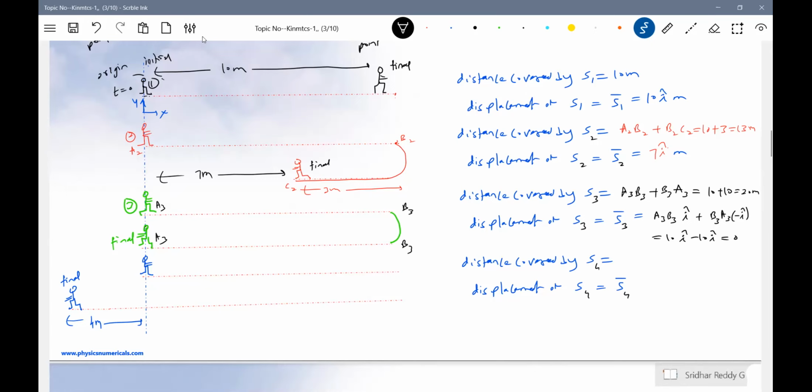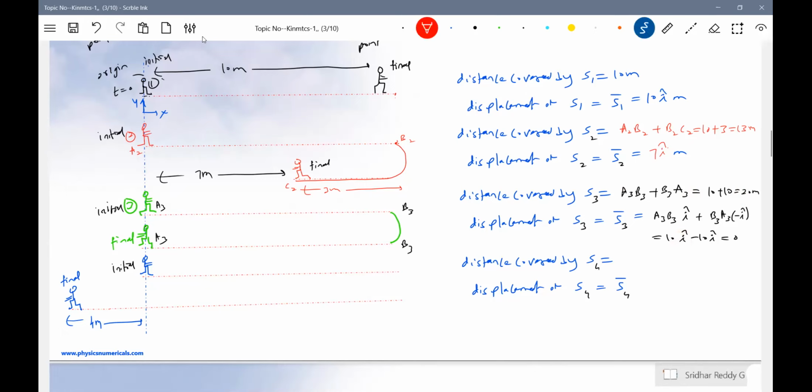Okay, no confusion. So what is the displacement for the third person? Net displacement is 0 because where he started, again he has come there only, no? Initial, final. So he has walked 10 meter, then again 10 meter. Distance covered will be 20 meter. What about displacement? It will be 0. So here you see the distance covered positive, displacement positive. Distance covered positive, displacement positive. Distance covered positive, displacement 0.